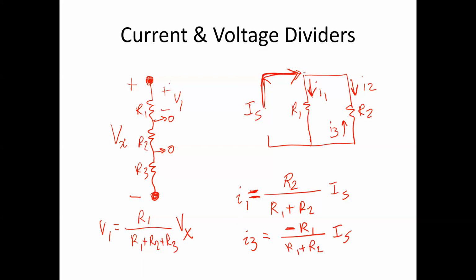And if you look at the case of the voltage divider here, going back again, suppose I defined a voltage that was in the reverse direction, like this V2. Why is it in the reverse direction?